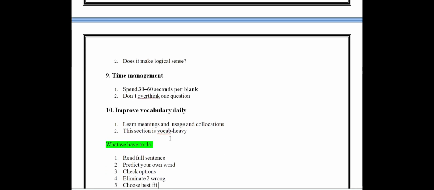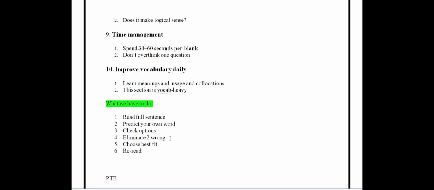Yes. Time is again the most crucial factor. In the initial days of your preparation, keep the timer aside. But once you have taken 2 or 3 tests, then start working with the time. That helps you speed up your logical thinking process. The more you drag, the lazier you become. So how much time exactly? 30 to 60 seconds per blank. Don't overthink any particular question. You have done it, you have checked it, you have gone through the rules, so it's done.